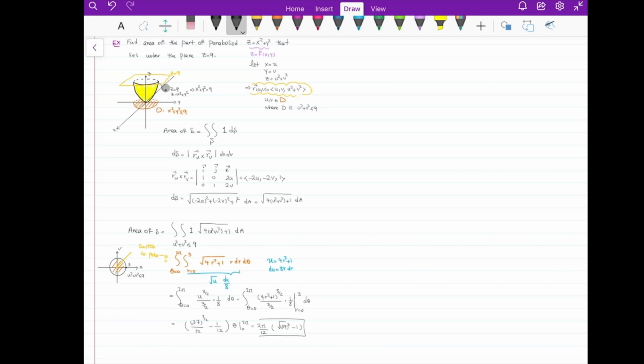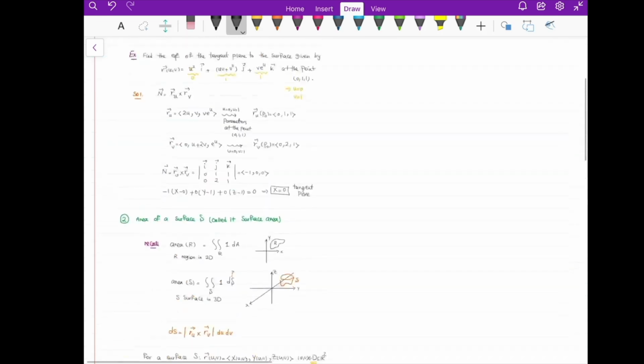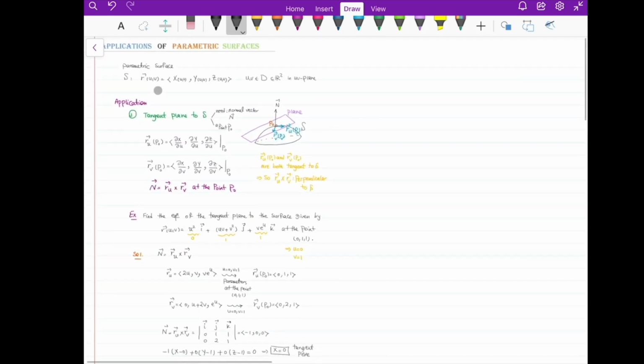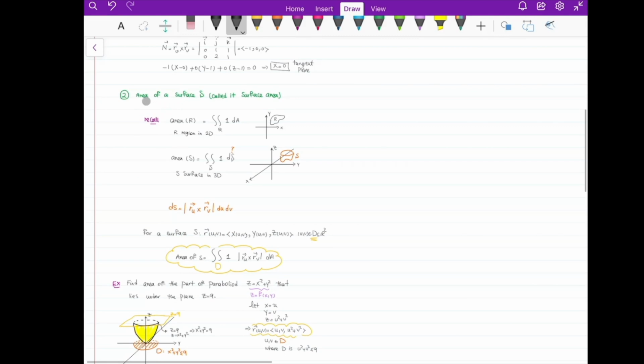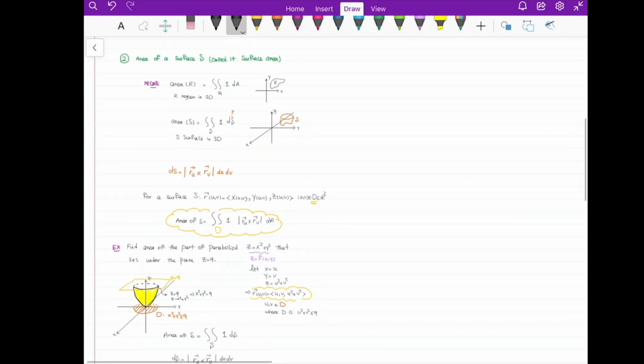Okay, so we studied two applications. One was finding the tangent plane to a surface S using the parametric equation of the surface. And then the next one, we found the area of a surface S. In the next video, we're going to talk about the double integral over a surface S, which we call a surface integral.